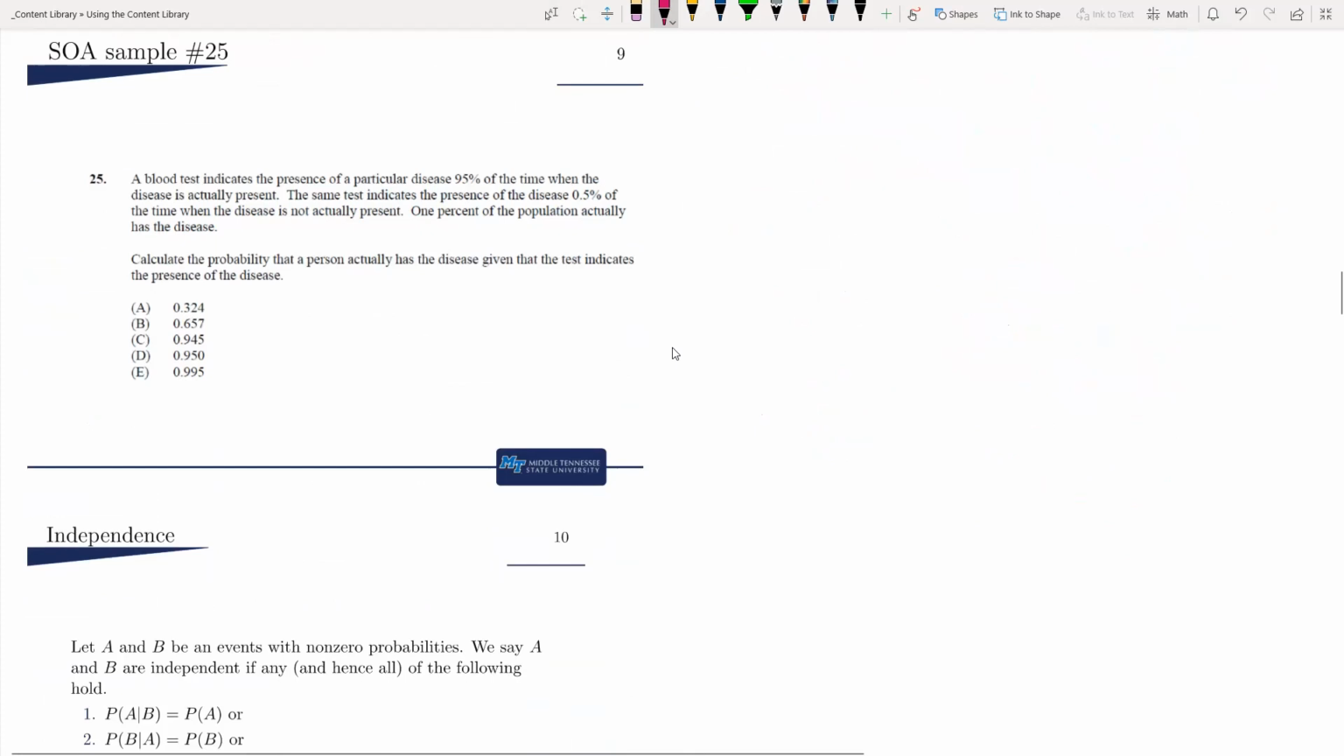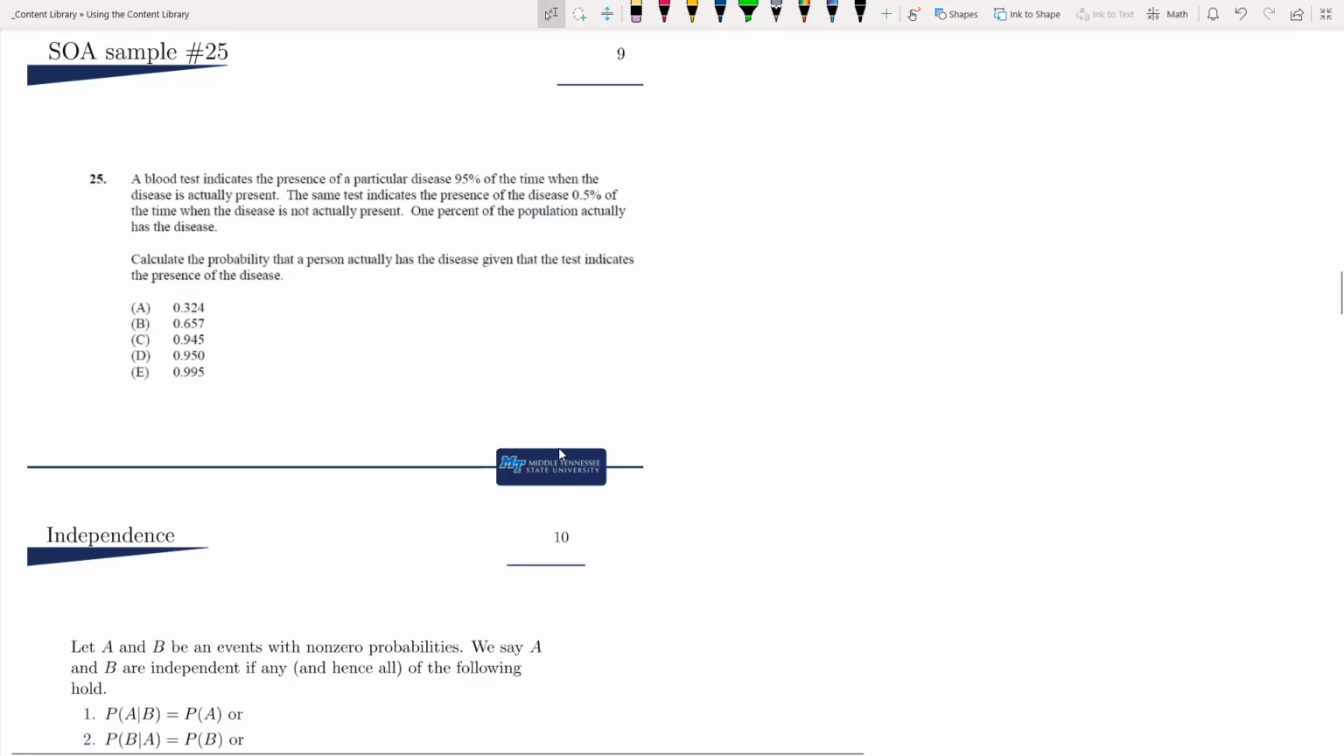So here you can find one of the SOA examples. This one says that a blood test indicates the presence of a particular disease 95% of the time when the disease is actually present. The same test indicates the presence of the disease 0.5% of the time when the disease is not actually present. 1% of the population actually has the disease. So calculate the probability that a person actually has the disease given that the test indicates the presence of the disease.